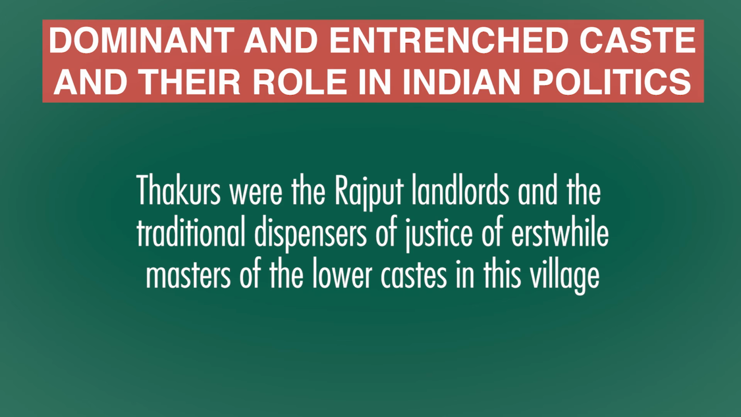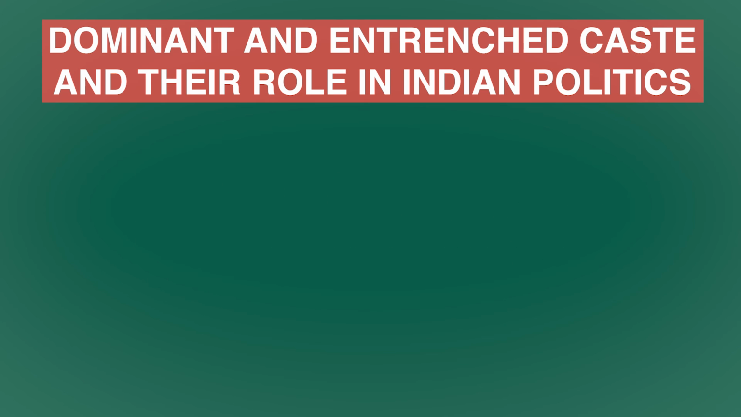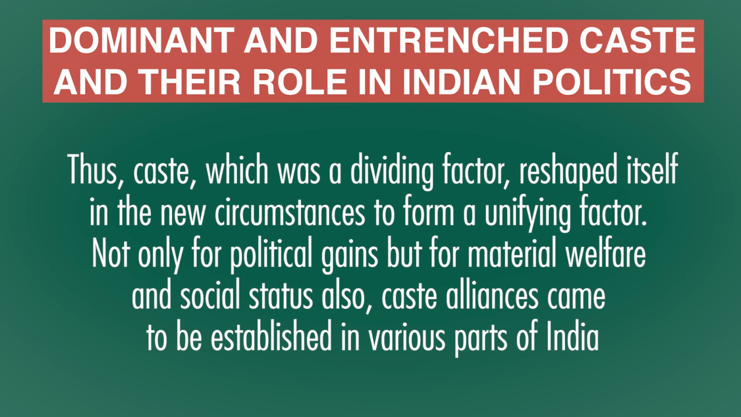Thakurs were the Rajput landlords and the traditional dispensers of justice, erstwhile masters of the lower caste in this village. Thus, caste, which was a dividing factor, reshaped itself in the new circumstances to form a unifying factor, not only for political gains, but for material welfare and social status also. Caste alliances came to be established in various parts of India.